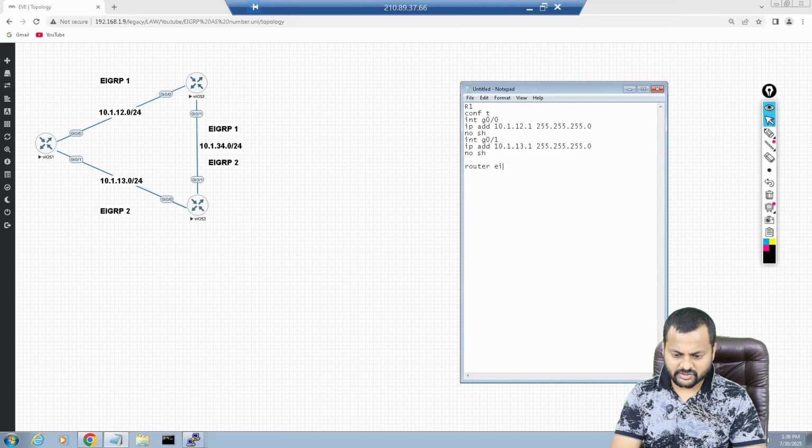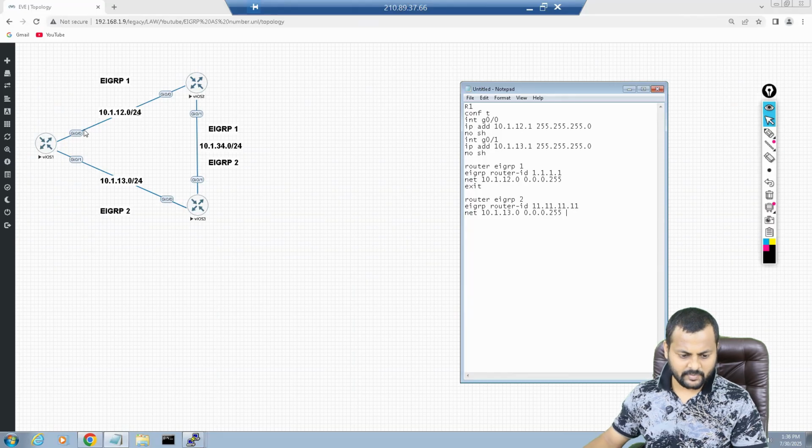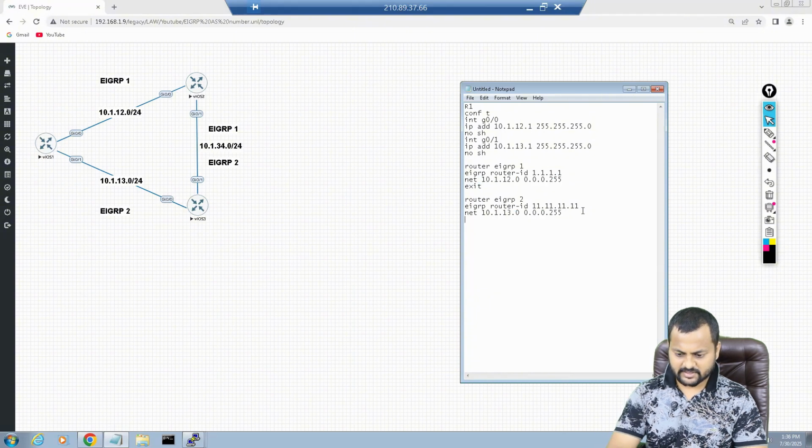I'll configure router EIGRP over here. I'm going to put the EIGRP router ID 1.1.1.1 for router number 1, and I'm going to configure the 10.1.12.0 network. That's all. Same thing, I'm going to configure router EIGRP number 2, with EIGRP router ID 1.1.1.1, and the 10.1.13.0 network as well. So in EIGRP number 1, I advertise this network, and in EIGRP number 2, I advertise the 13.0 network as well. Now exit over here.